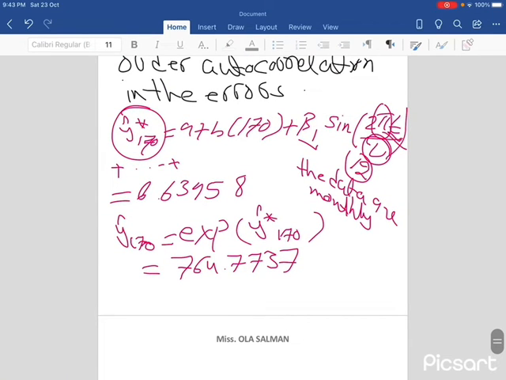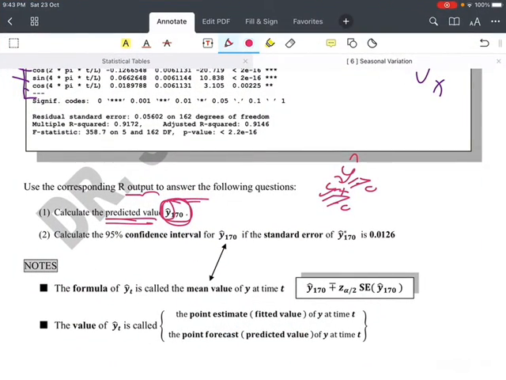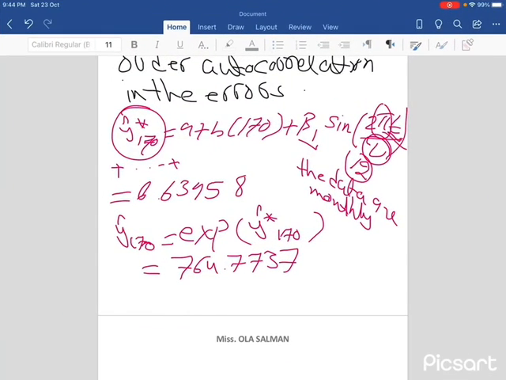So this is exercise 1. Exercise 2: calculate the 95% confidence interval. They need the confidence interval for y. It is not y hat, it is y, you write it as y 170 like this. The standard error of the y star 170, this is the SE, standard error. So for this exercise, you will write this formula.